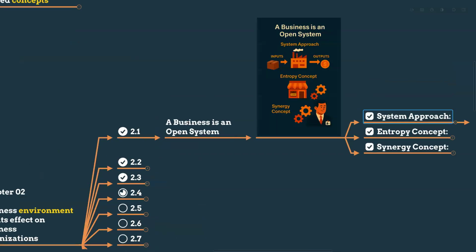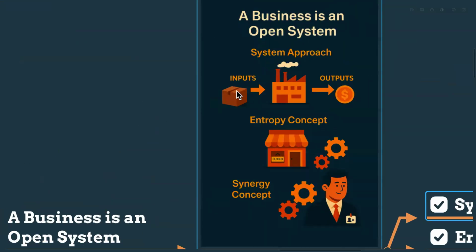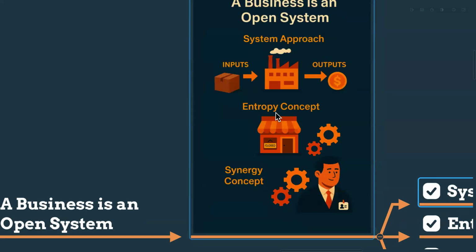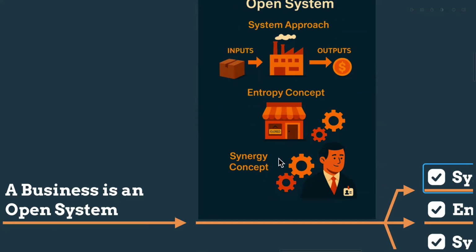We are getting some inputs from outside and we are processing them with interconnected subsystems within the organization and we are getting the output. And the entropy concept is about how if an organization is not looking at its business environment, it will collapse. That's simply the entropy concept. And the synergy concept means when we are working together, we can achieve something bigger than individually, right?